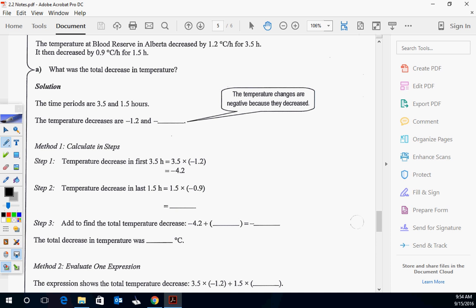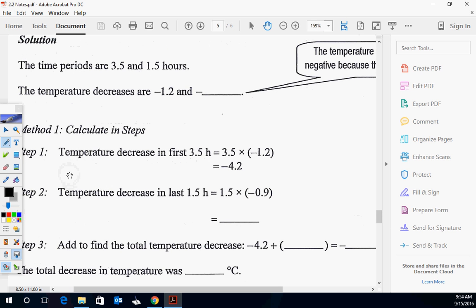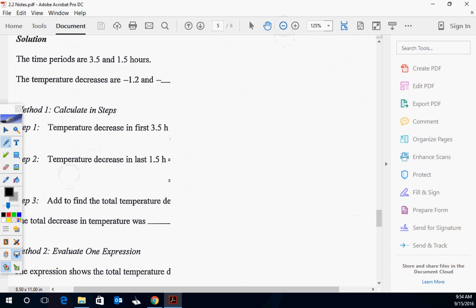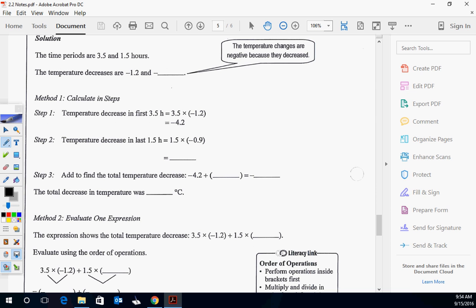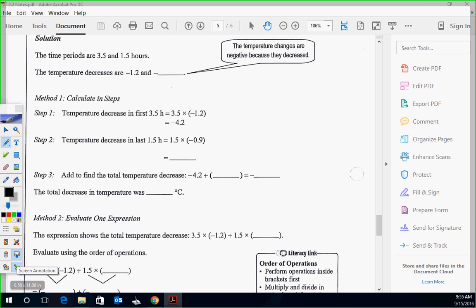Okay, so what we're going to do is, we know the time periods it happens: it does something for 3.5 hours, and does something for 1.5 hours. So temperature decreases for negative 1.2, and the other one is going to be, what is it? 0.9, thanks. Okay, so negative 0.9. Anytime it says decreases, that means that you're dropping. Okay.